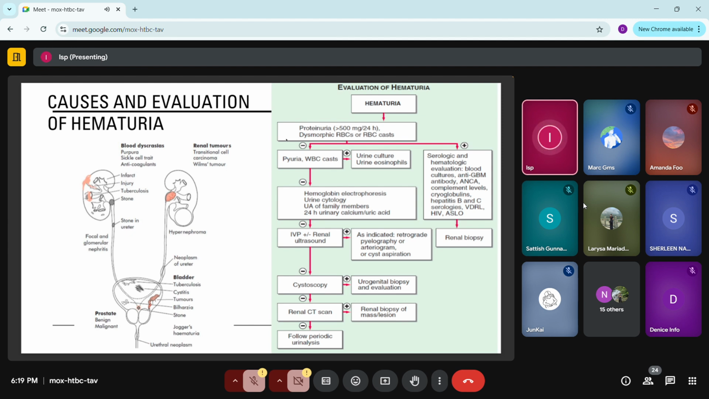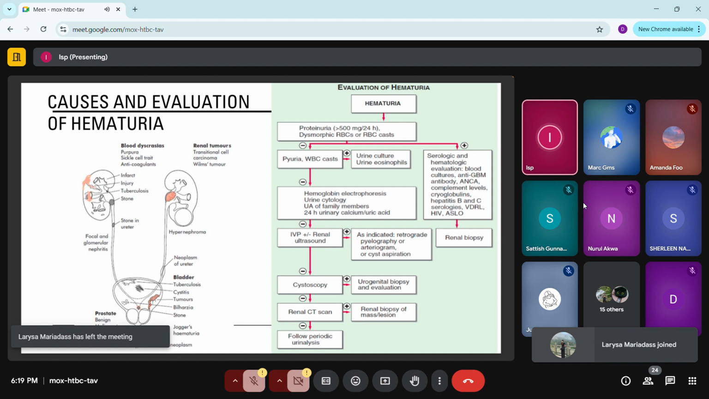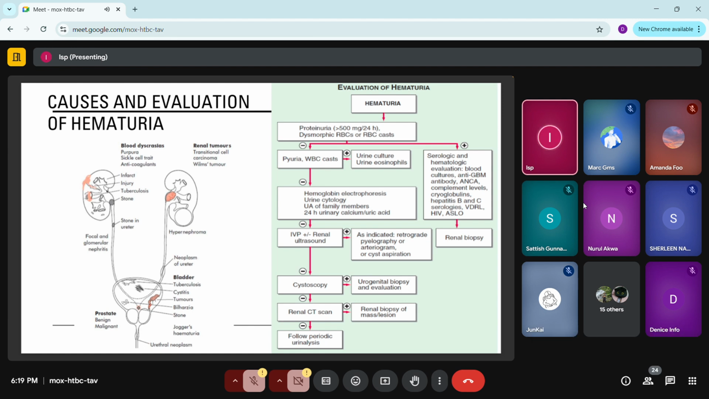Maybe we skip this. This is a bit too complicated for you. So for hematuria, just remember the common things. There are two causes when you see blood inside your urine. The common thing will be infection, urinary tract infection, or pyelonephritis. All this can cause bleeding or blood inside your urine. Number two will be your renal stones.